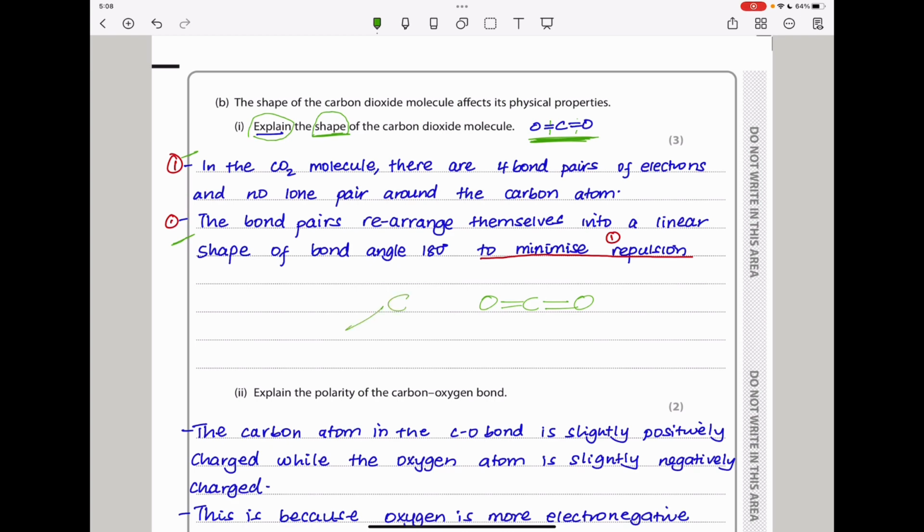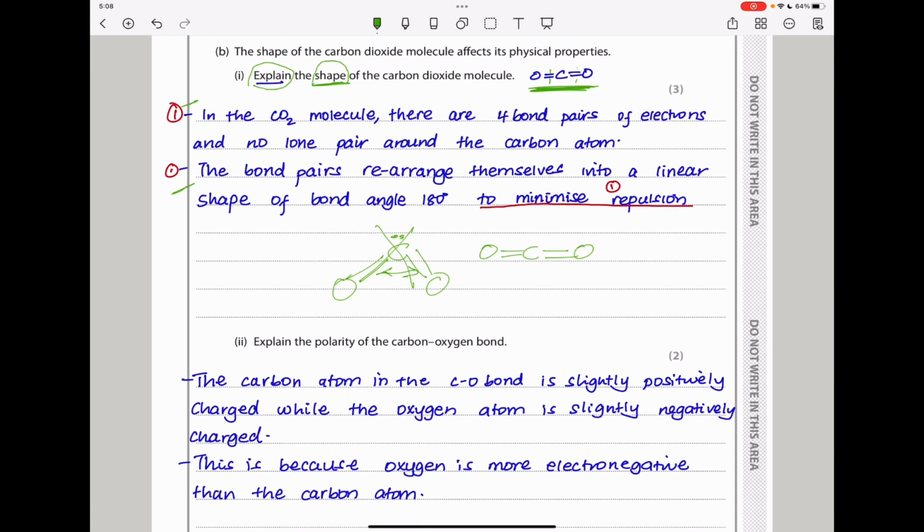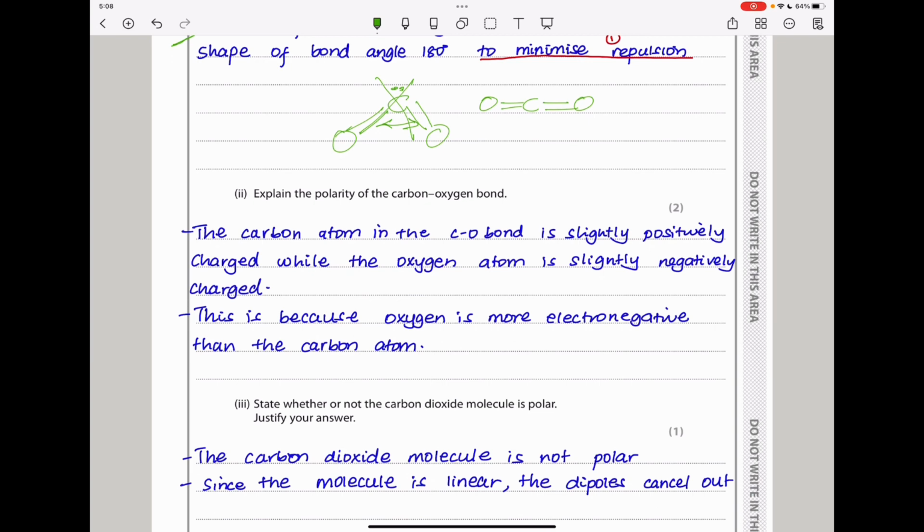We cannot get this kind of shape in a carbon dioxide molecule because this means these are going to be closer to each other, yet there is no lone pair here. That cannot work. If there is no lone pair, maximum separation creates minimum repulsion, and in this case, since the structure is aligned like that, it's going to create a linear structure.